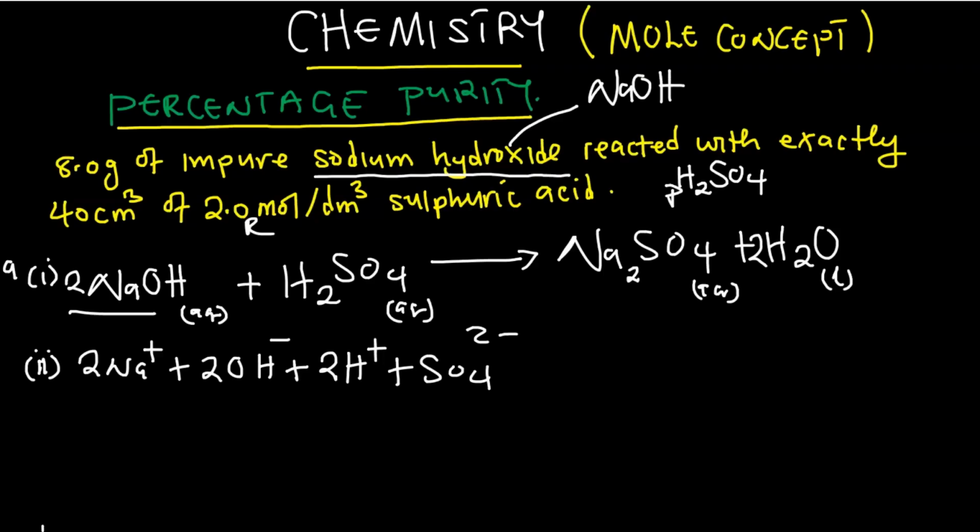So we split on this other side. You even write the state symbols. This side we only have this one in aqueous state. So we split this one, it is going to be 2 sodium ions plus sulfate ion. Then plus H2O.